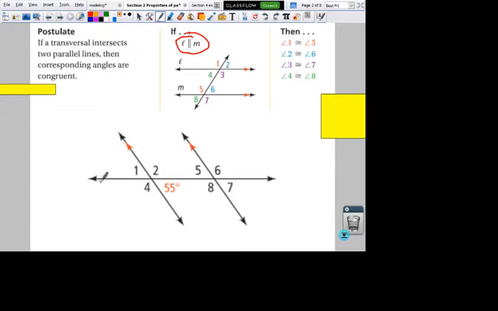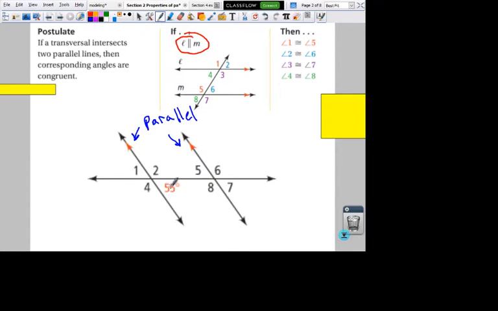So when I look down here at this shape, you guys see these little red arrows right here? When you have these red arrows, those mean parallel also. So that's how I know I have parallel lines. Even though nothing says parallel, I know they're parallel because of the arrow.